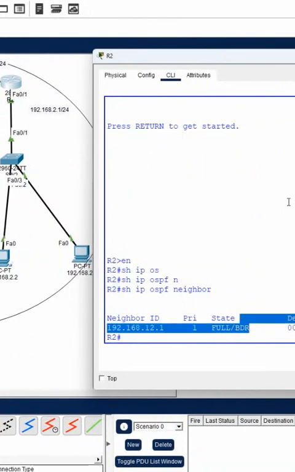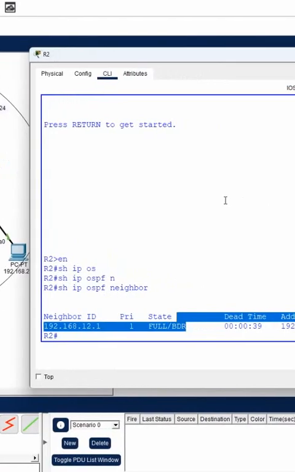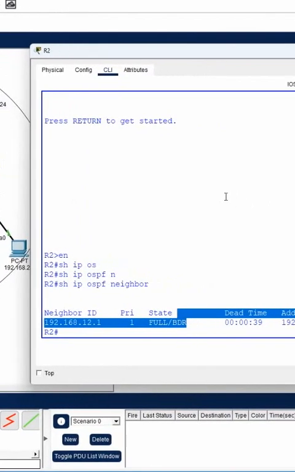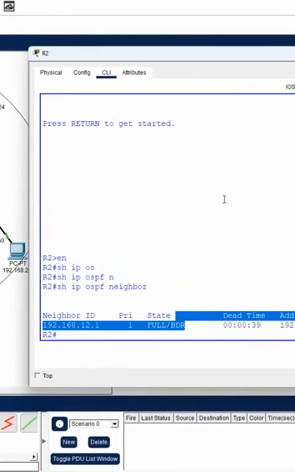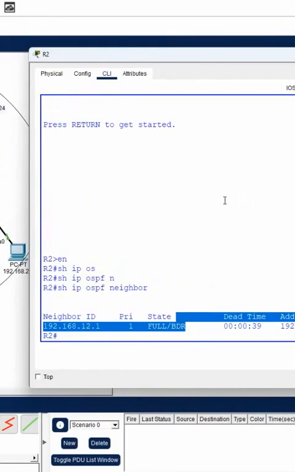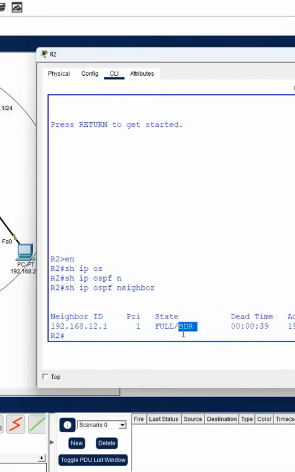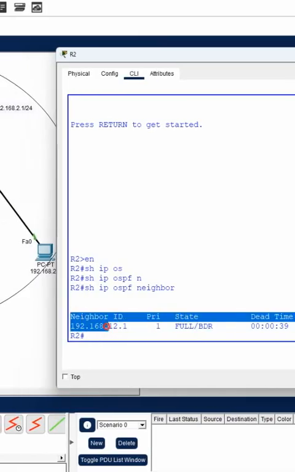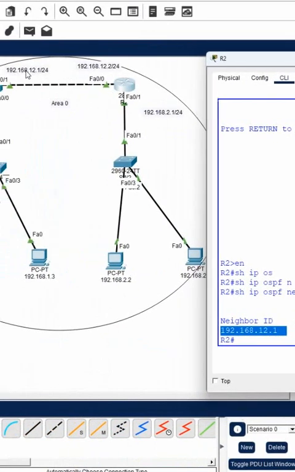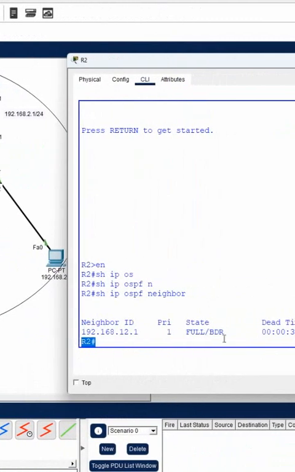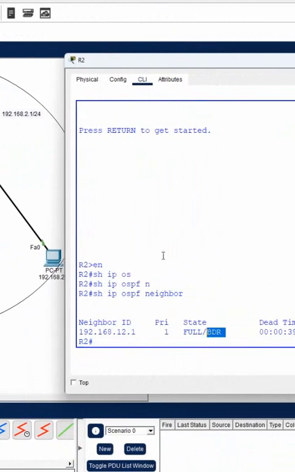If you remember, we told we have the DR and BDR. If DR is available, BDR will not do anything until and unless DR is not available. DR is a team project manager. If we have any problem, we need to tell DR and BDR. BDR will not take any action. DR will send that information to everyone. So by seeing this one, you know that R1 is a BDR. This is the R1 information. You can see this IP here. So R2 is saying R1 is a BDR.